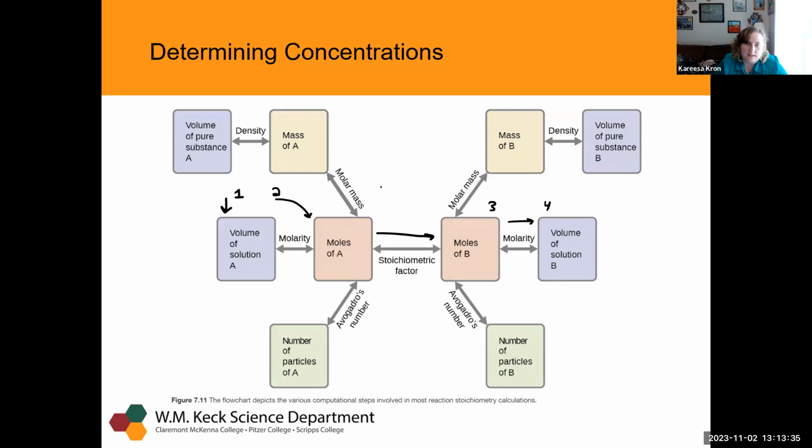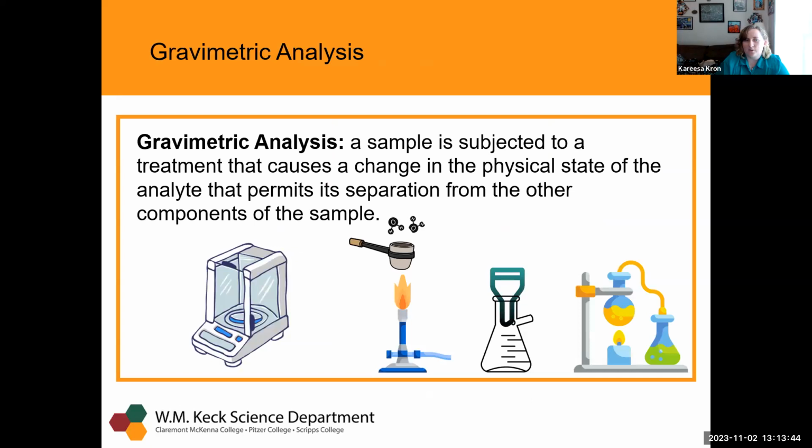And so this is the process for titration, but another method that we can use for quantitative chemical analysis is gravimetric analysis. In gravimetric analysis, a sample is subjected to a treatment that causes a change in the physical state of the analyte that permits its separation from the other components of the sample.